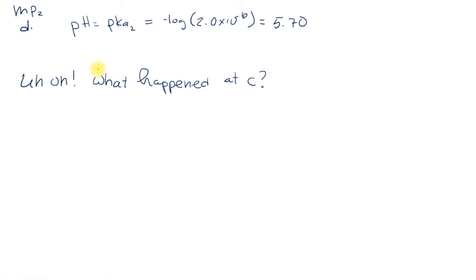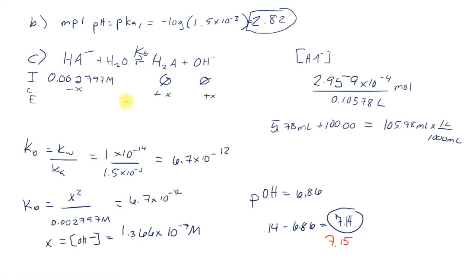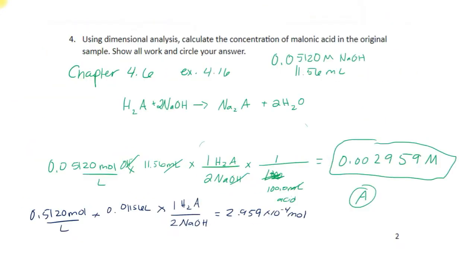All right, so our question is what happened at point C? We could assume that the quadratic assumption might be wrong, but when you recalculate it, it's not that big of a difference. So that's not the issue. The issue is much more fundamental than that. Our initial reaction here that most people would write is treating HA minus as a base because we think of it from being the conjugate of the acid we started with.